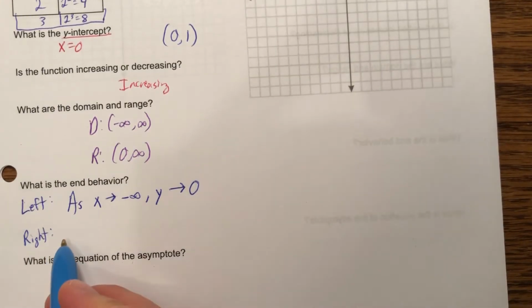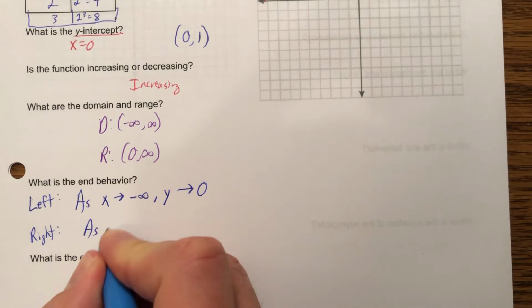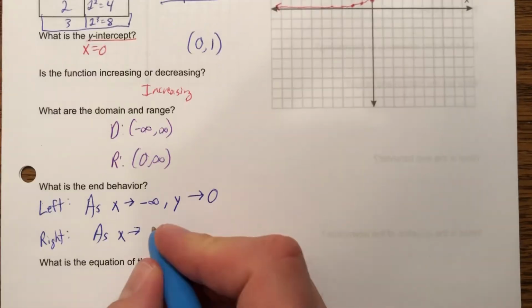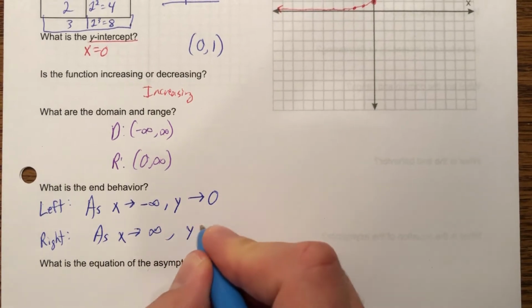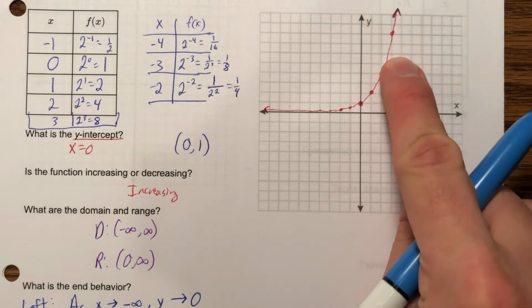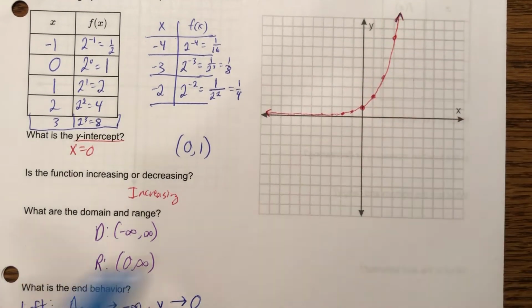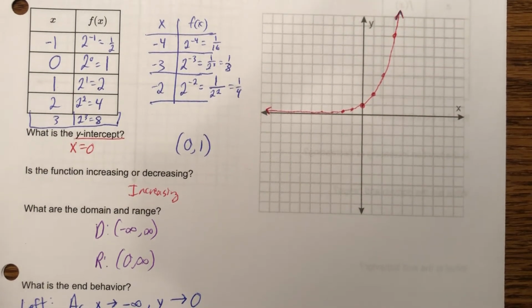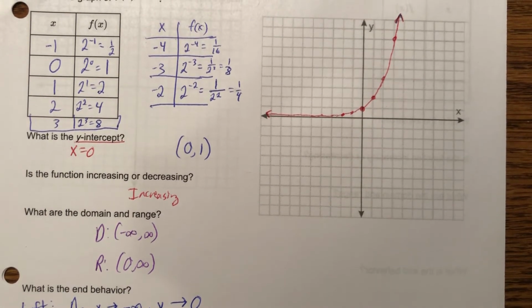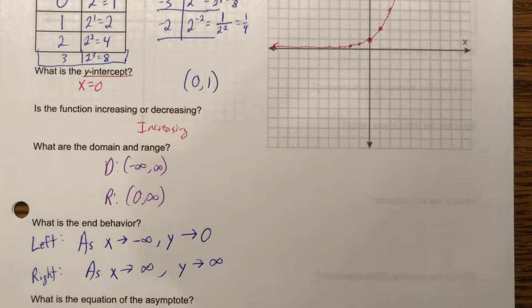Okay, let's go to the right this time. So as x approaches, well, if we're going to the right, then x is getting much bigger, so it's going to approach infinity. Y approaches, well, let's see. What's going to go up and up and up and up? So as it goes up, that up is going towards, well, infinity. So y approaches infinity.